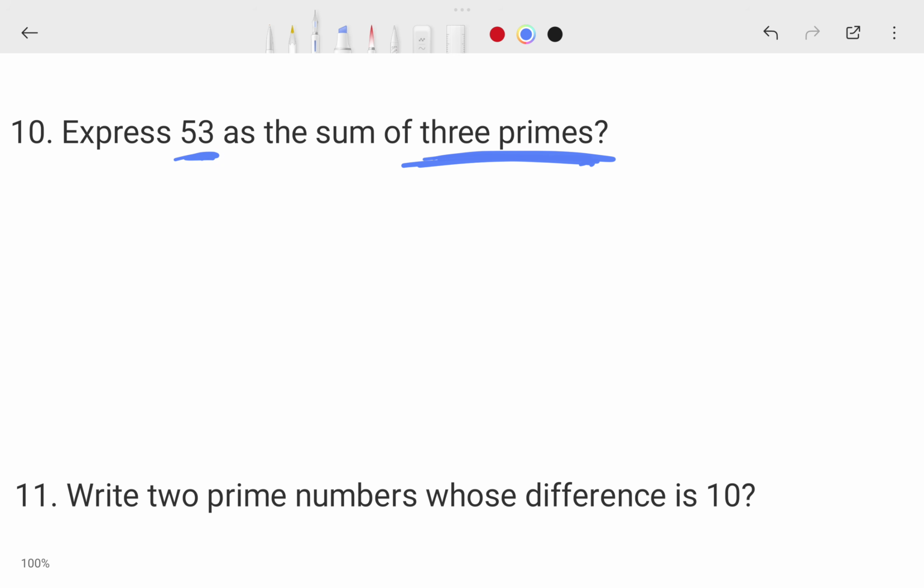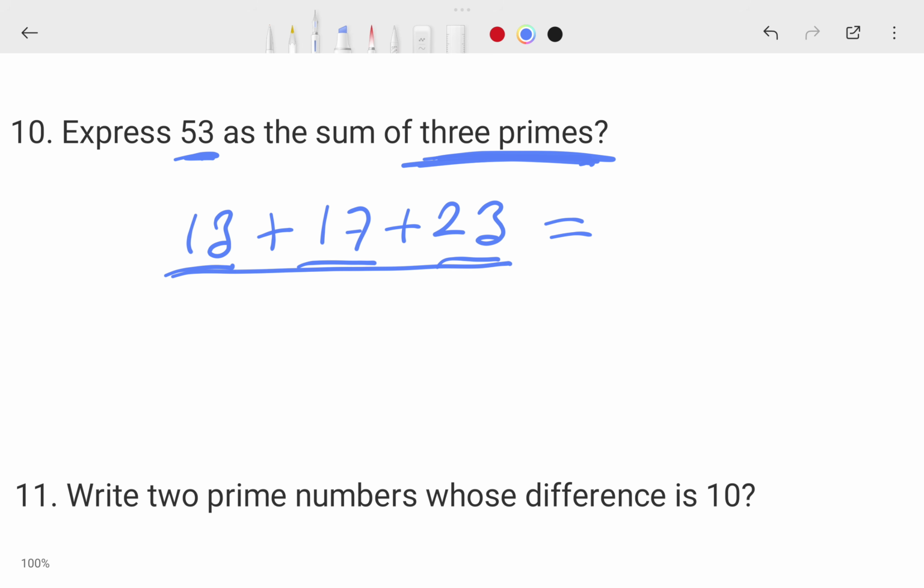Okay, so if you take 13, 17, and 23: 13 is prime, 17 is prime, and 23 is also prime. If you add these numbers, your answer will be 53 only. The question says we have to take 3 prime numbers. We already took 3 prime numbers, and after adding them, the answer is 53.